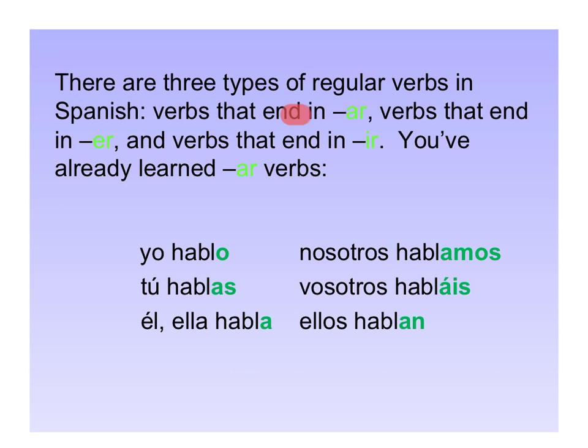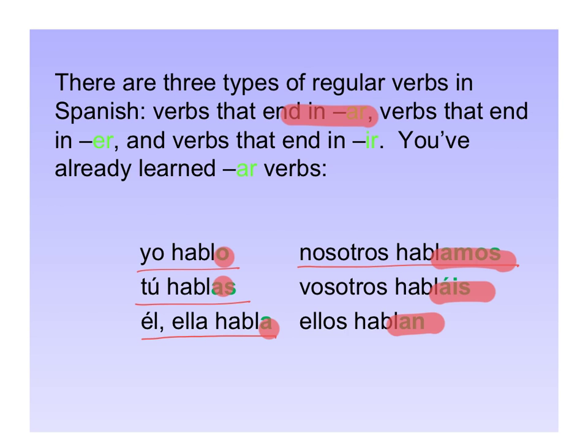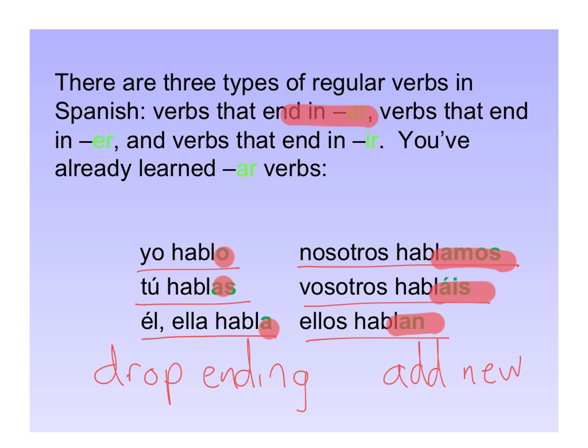So we've already learned AR verbs, and you're going to see that ER and IR verbs work the same. So let's review AR verbs. We have o, as, a, amos, áis, an. So repite. Yo hablo, tú hablas, él, ella habla, nosotros hablamos, vosotros habláis, ellos hablan. And remember, it's step 1, drop the ending, and step 2, add the new ending. So you're going to see that ER and IR work really similarly.